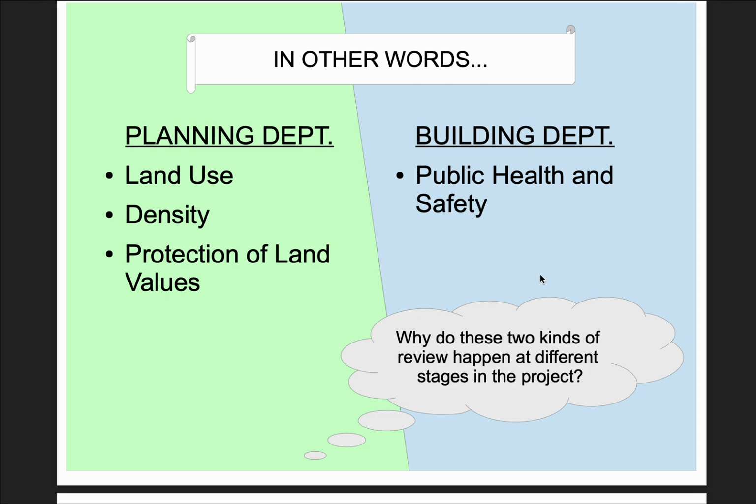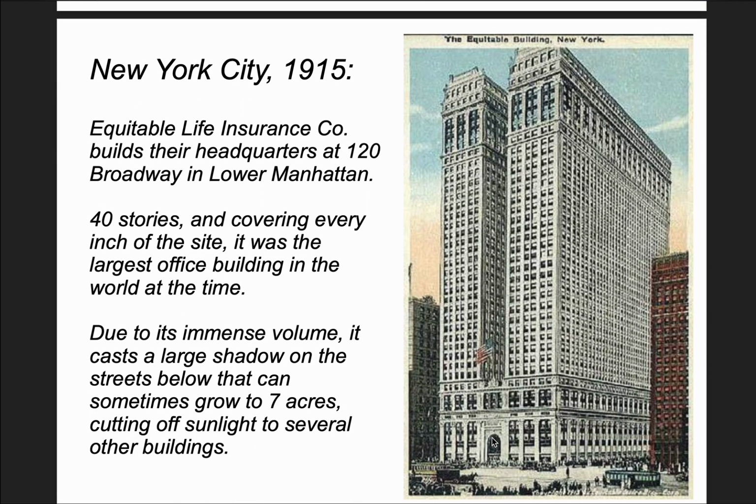So you might be wondering at this point, why do these two kinds of review happen at different stages in the project? And I want to credit the last teacher teaching this course. He presented some historical facts, because in 1915 New York, a building for a large corporation, Equitable Life, erected a 40-story building in Manhattan. Because land was scarce and had been sold off and was now expensive, they wanted to occupy most of the land. So they constructed a building that uses every square inch of the lot. And as you can see here, it's massive. It's very cubic and rectangular, because they wanted to utilize the land.